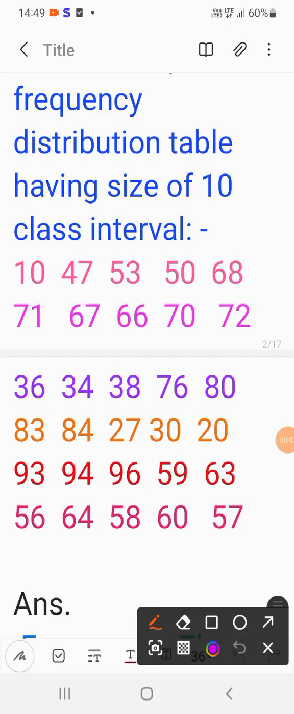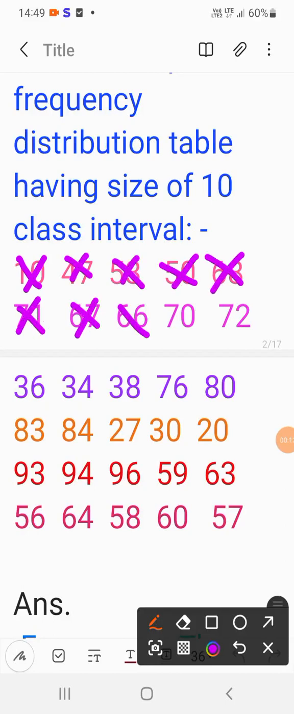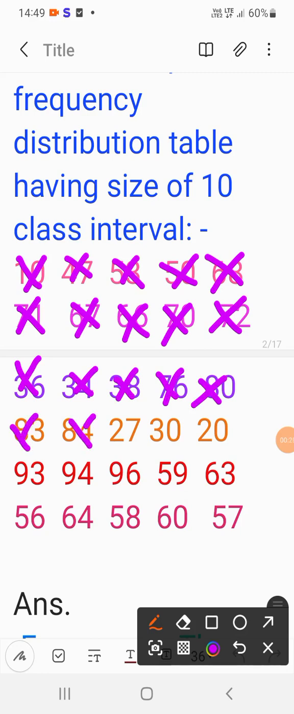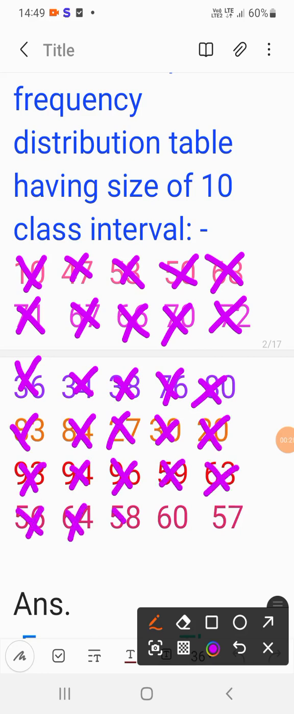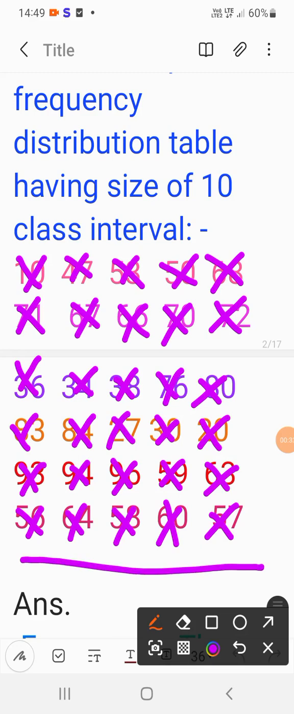So this is the first score, this is the second, third, fourth, 5, 6, 7, 8, 9, 10, 11, 12, 13, 14, 15, 16, 17, 18, 19, 20, 21, 22, 23, 24, 25, 26, 27, 28, 29, 30. So we have 30 scores, and the frequency we got is 30 as well. So our answer is correct, and we solved this question.